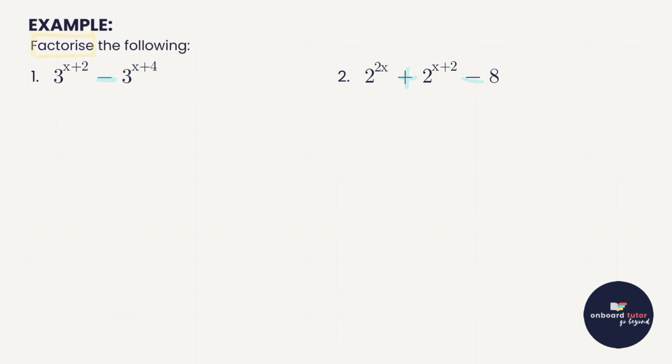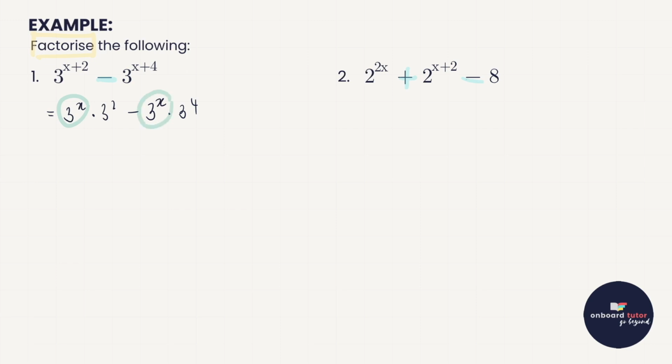Okay, what I like to do is I like to break it up. It just helps me to visualize. So this can be written as 3 to the x times 3 to the 2 minus 3 to the x times 3 to the 4. Okay, why do I like this? Because it helps me to see that there's a common denominator here, a common factor.